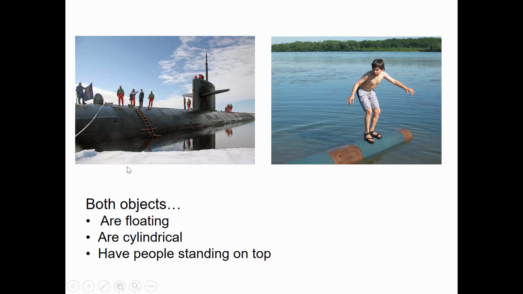So compare and contrast a submarine, where you can see that these sailors are standing on top of the submarine, and it's not spinning over. They're not having a log-rolling contest in the same way that this kid is. The game there is to see how long you can stay on something that's naturally not very stable. And so there are some real similarities. They're both floating on the surface. They've achieved equilibrium in terms of whether they're going up or going down. They're both cylindrical. They both have people standing on top.